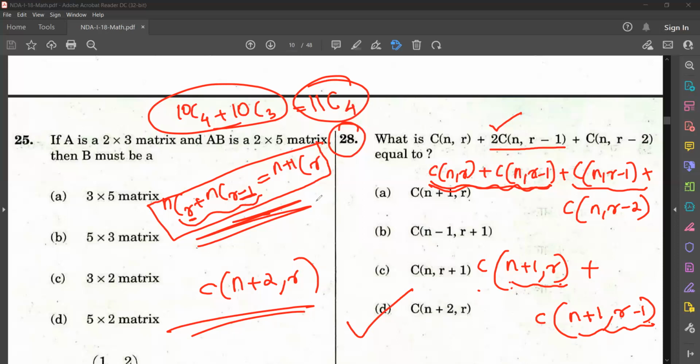So this is the property that we use. Learn it by heart. From combinations, usually they ask problems based on these properties of combinations. Okay, so that is very important.